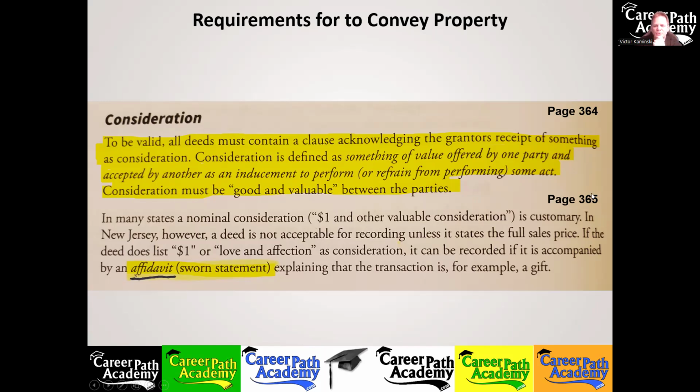Now, this is split amongst two pages. On page 365, you would see in many states a nominal consideration of $1 or other valuable considerations customary. In New Jersey, however, a deed's not acceptable for recording unless the full sales price is stated. But yet in tax records, we could often see $1 listed. This is usually when somebody just did a refinance or there was a simple transfer within a family and it was a gift. It should be accompanied by a letter stating that it was in fact a gift, that affidavit, that sworn statement.